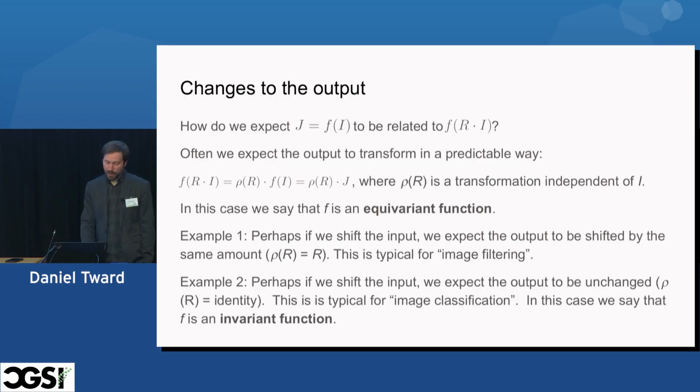In this case, the transformation that's applied to the output is the same as the transformation that was applied to the input. On the other hand, another example that I've alluded to a couple of times: perhaps we shift the input and we expect the output to be unchanged exactly. That's very common in classification tasks. In this case, rho of R is just the identity transformation. So we say that f is invariant to that transformation, and invariance is a special case of equivariance.